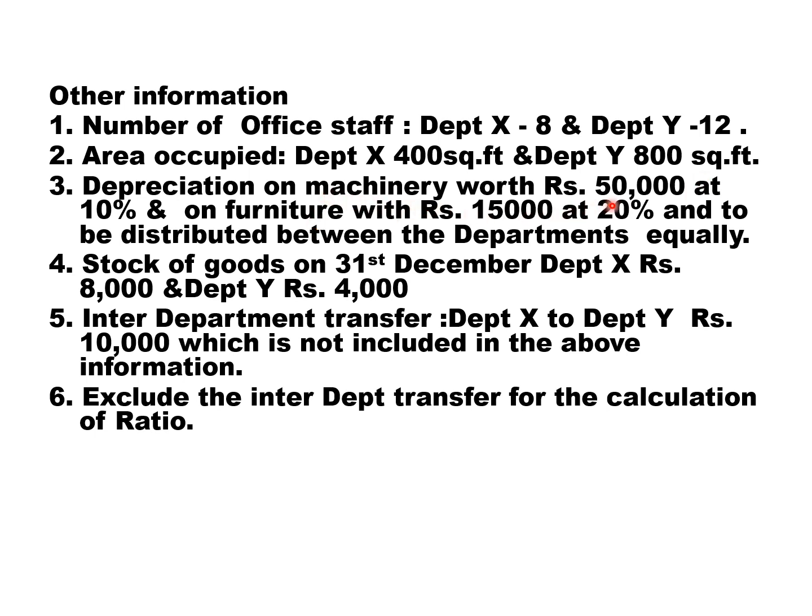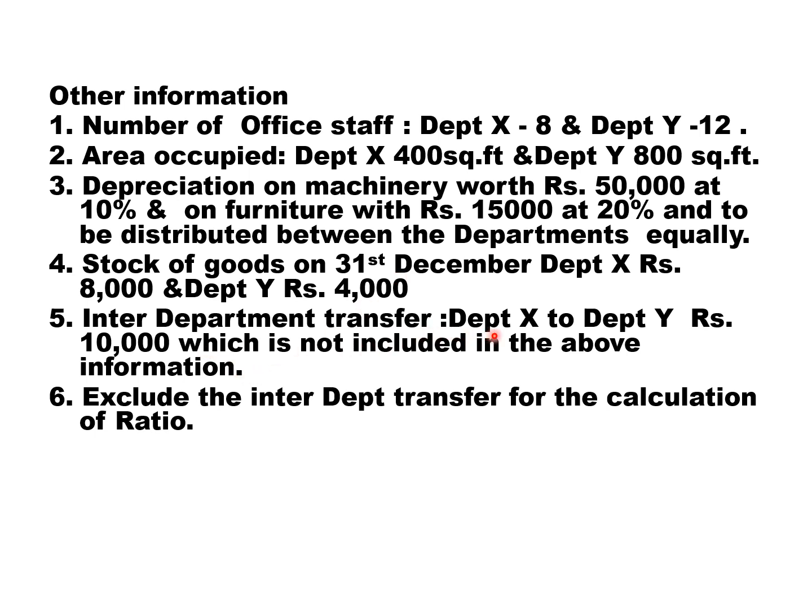Depreciation on machinery worth rupees 50,000 at 10% and furniture worth 15,000 rupees at 20% is to be distributed between the departments equally. So depreciation is to be calculated and then distributed in equal ratio 1:1. Stock of goods on 31st March: department X 8,000, department Y 4,000. So this is called closing stock.